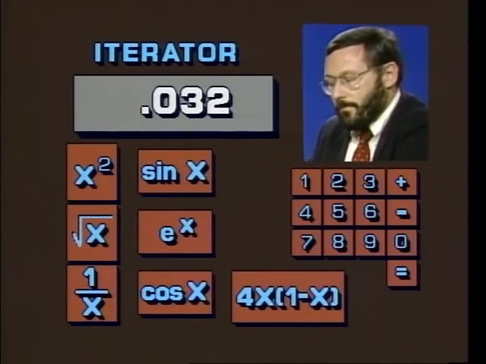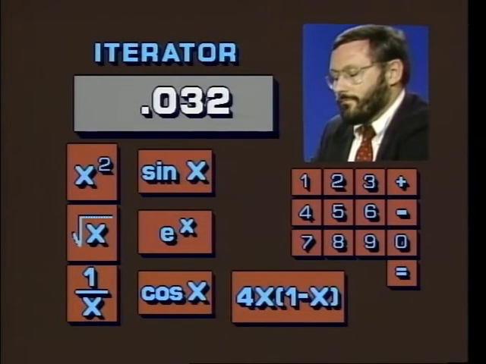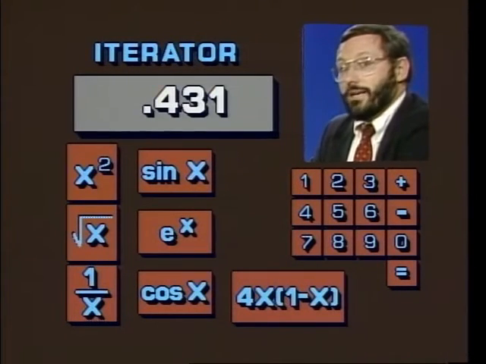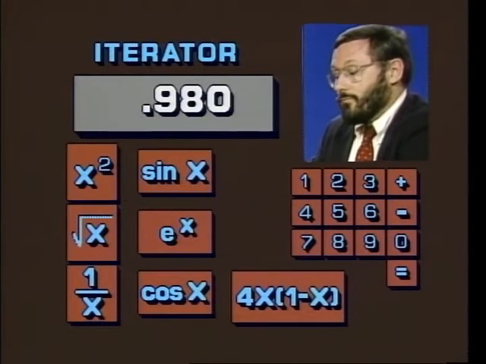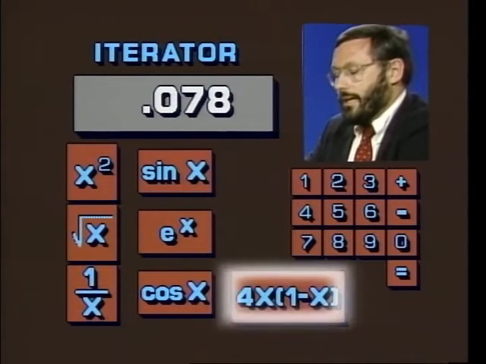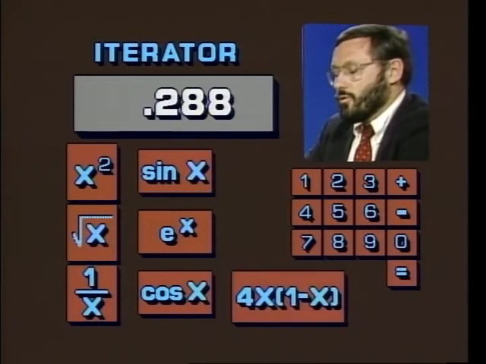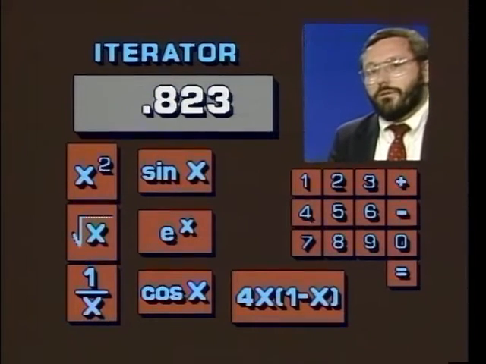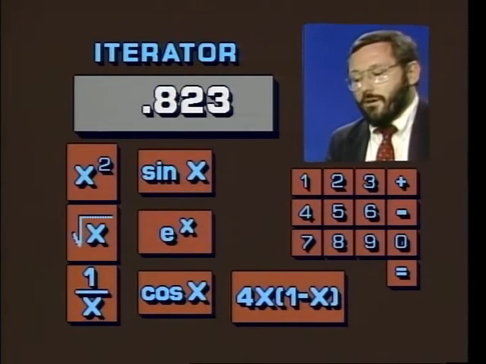See the pattern? Try some more. Iterate again, 0.123. Iterate again, get 0.431. Do it again, get 0.980. Do it again, 0.078. See the pattern yet? Probably not. Iterate again, 0.288. Once more, 0.823. There is no pattern whatsoever when you iterate the quadratic function.